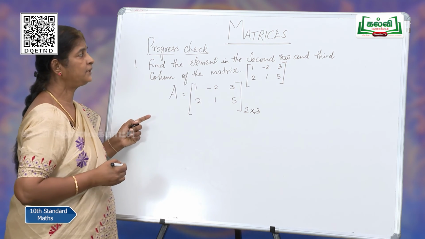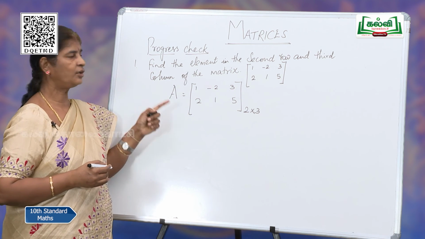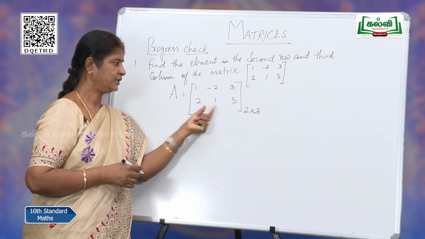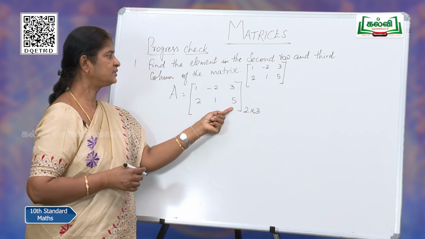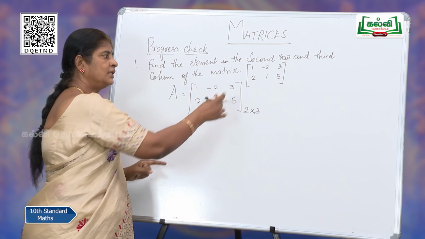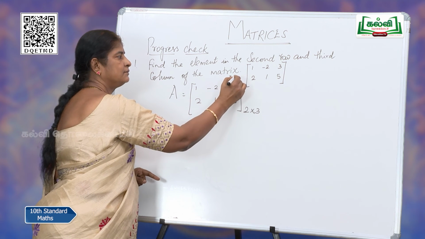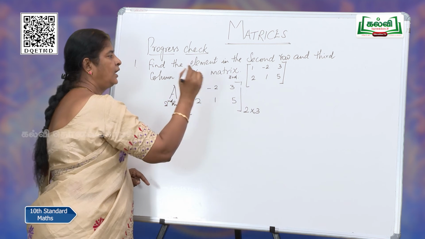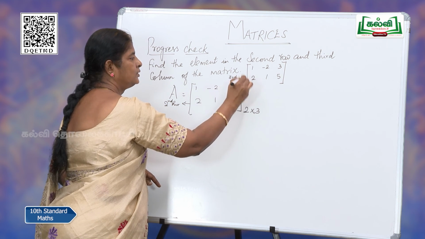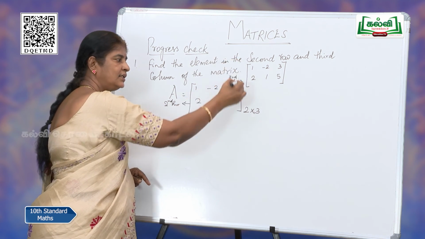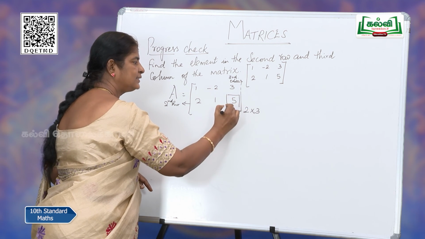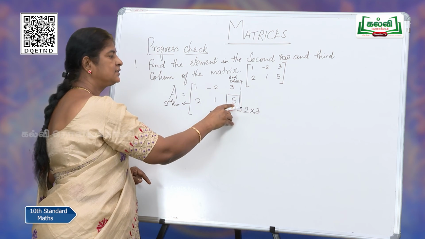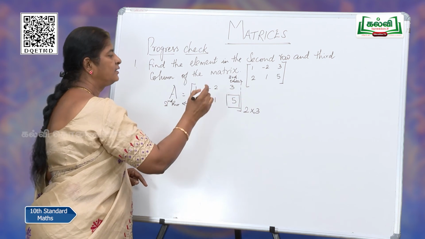Now, find the element in the second row and the third column of the matrix. So, which is the second row? 2, 1, 5. This is the second row. And which is the third column? 3, 5. This is the third column. So, the second row and the third column meet at a point, that is the 5. So, this is the number 5 which is there in the second row and third column.